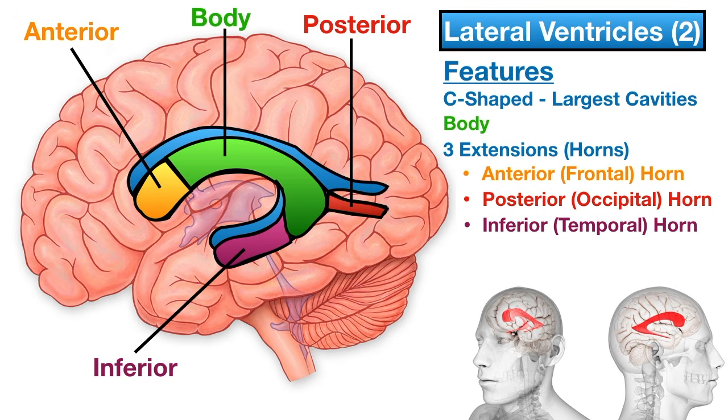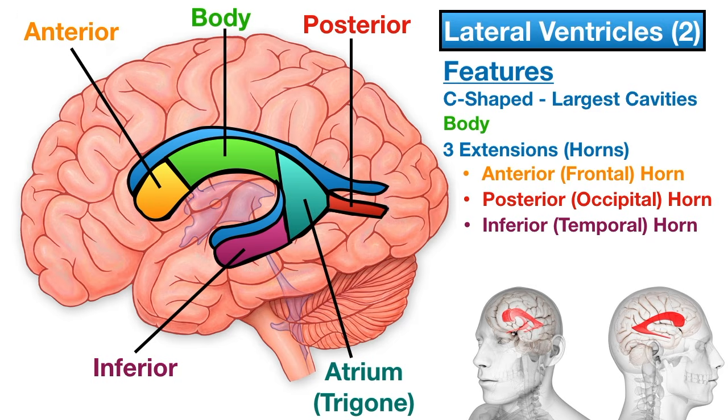The next one is the inferior horn or the temporal horn. It's going to project inferiorly off the body and extend into the temporal lobe. The portion of the body that becomes continuous with the posterior and inferior horns has a special name. It's triangular in shape and it's known as the atrium or trigone.